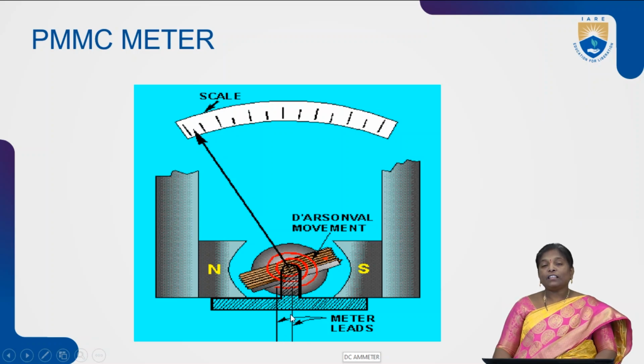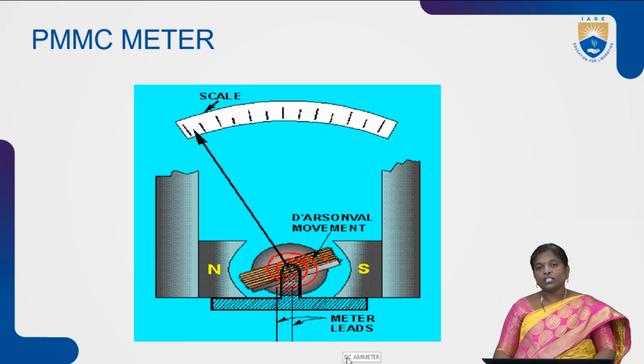Here, whenever current passes through the meter, the number of turns present in the coil will rotate. Because of the current passing through this coil, the coil will rotate. Whenever this coil rotates, the pointer which is connected to the coil also rotates, and indicates the reading on the meter scale. With that we can find out how much current is passing through the moving coil. In this way we can measure current with the help of the PMMC meter.